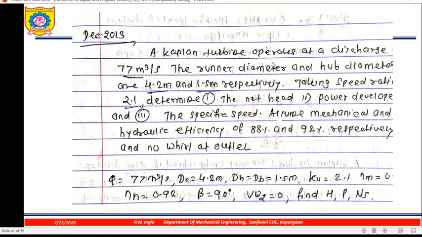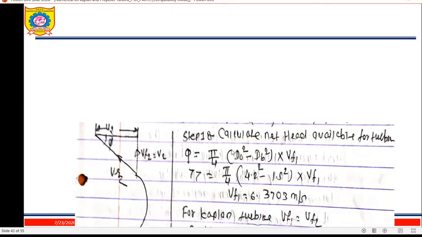A Kaplan turbine operates at a discharge of 77 m³/s. The runner diameter and hub diameter are 4.2 meter and 1.5 meter. Taking the speed ratio as 2.1, determine net head, power developed, and specific speed. Assume mechanical and hydraulic efficiency as 88 and 92% respectively, and no whirl at outlet. So Vw2 is 0.